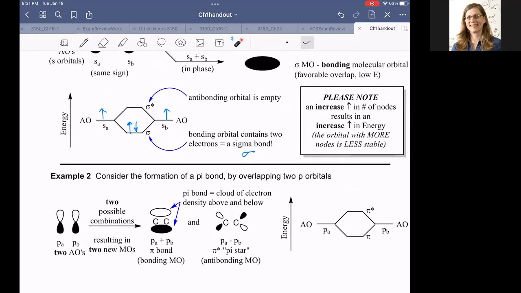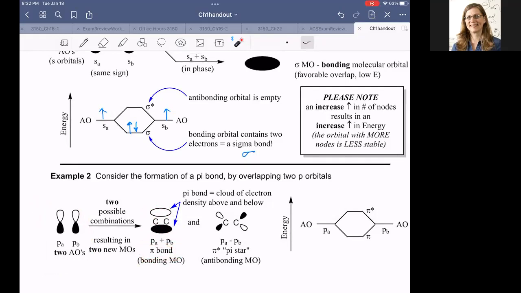Next semester. So what if I wanted to form a pi bond? What does a pi bond look like? Well, that's when we have two p orbitals that are coming together and they form a pi bond. So here are my two atomic orbitals, each carbon, let's say we're making a carbon-carbon pi bond. They each bring in one p orbital. Again, there's two combinations we can have, one where the signs match. So we have that constructive bonding interaction. That's called a pi bond.